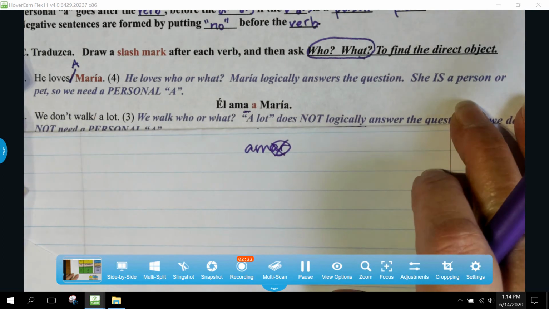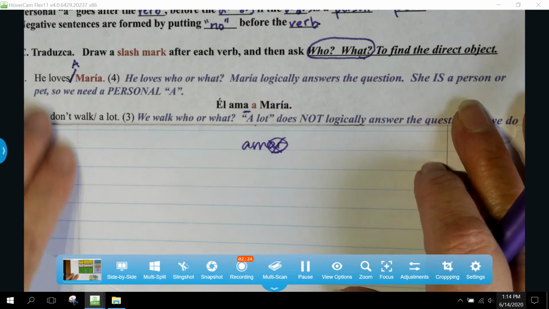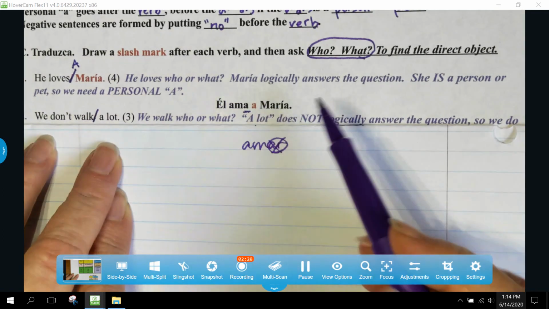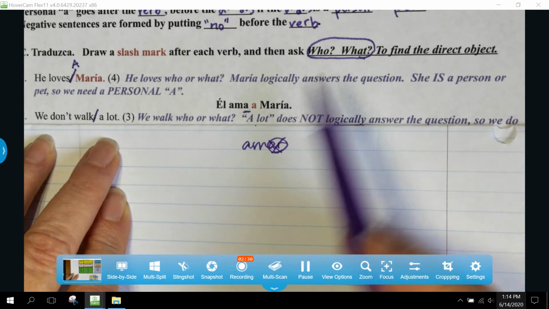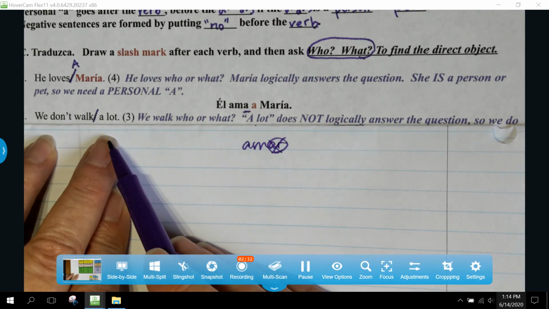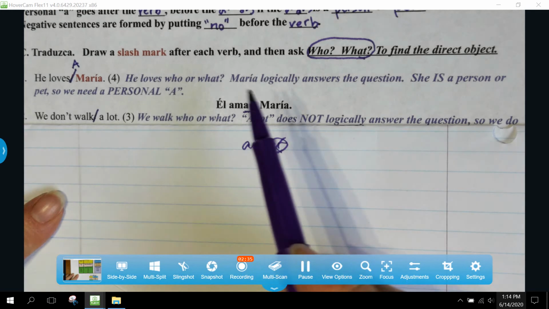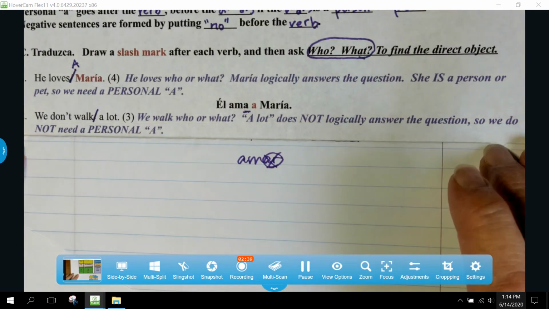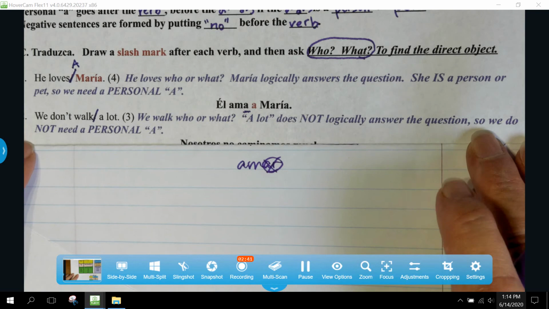Let's look at number 2. We don't walk a lot. Slash mark after the walk. We don't walk who or what? A lot does not answer that question. That doesn't make any sense. So we do not need a personal a. And I've got that typed out beside, hopefully to help you.